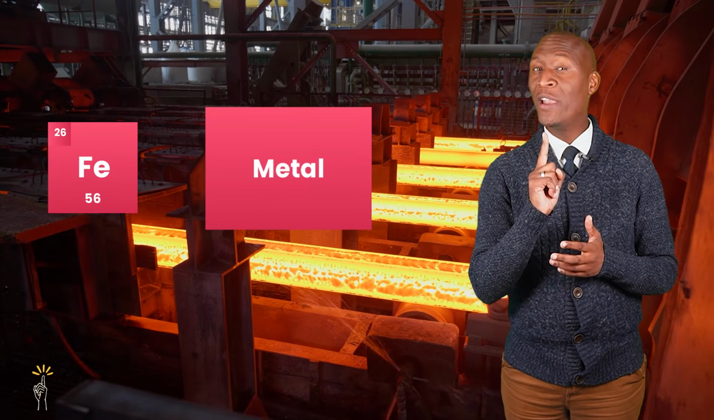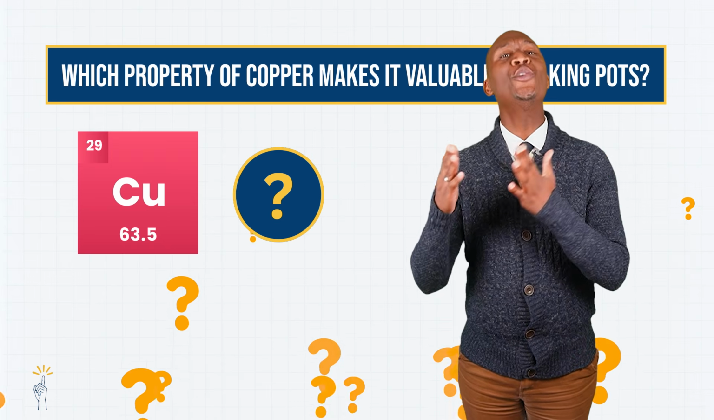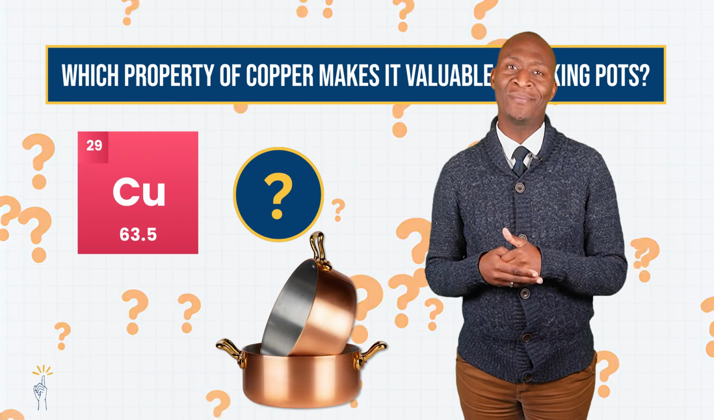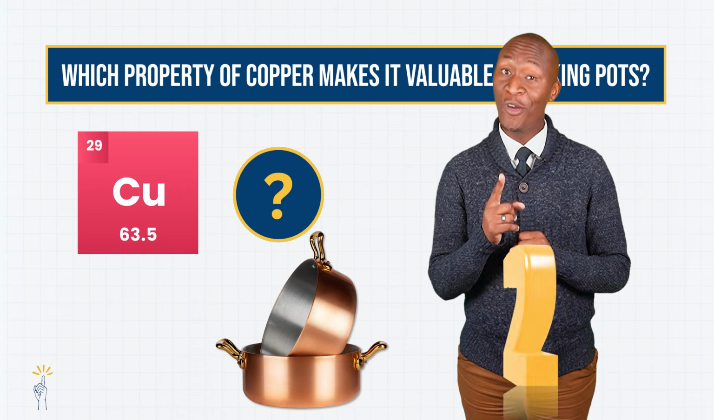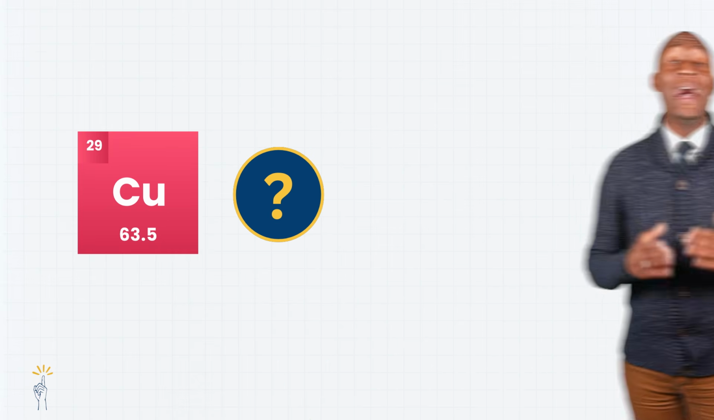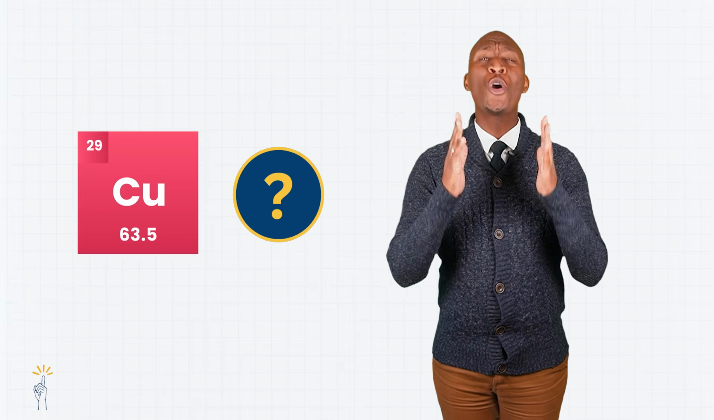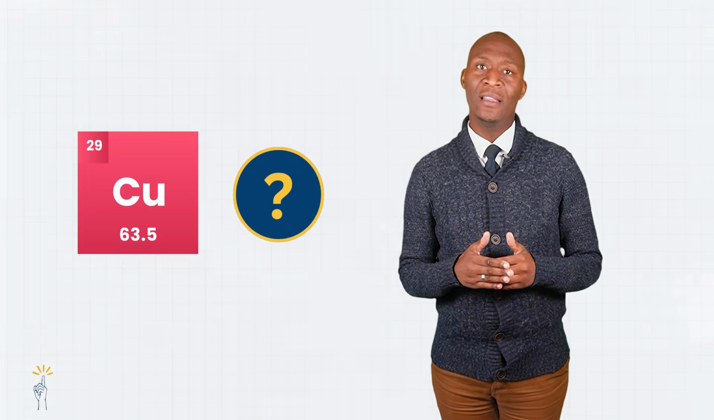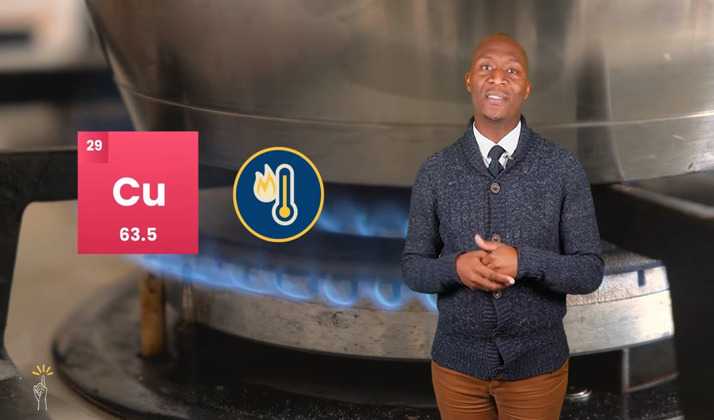Let's take some time for one last question. What property of copper makes it valuable in using to make pots? I'm going to give you guys time to answer it in 3, 2, 1. I'm 100% sure that you guys got this question correct. Copper works brilliantly in conducting heat, and that is why it's used in pots.